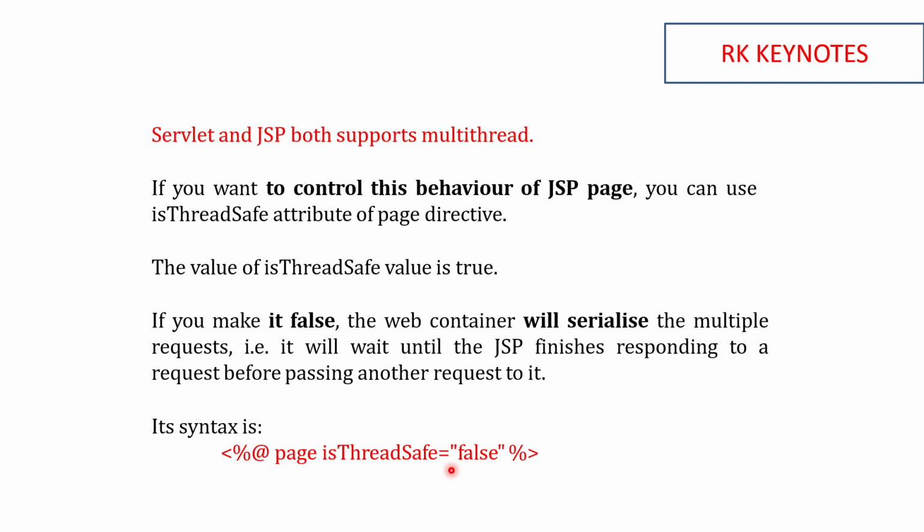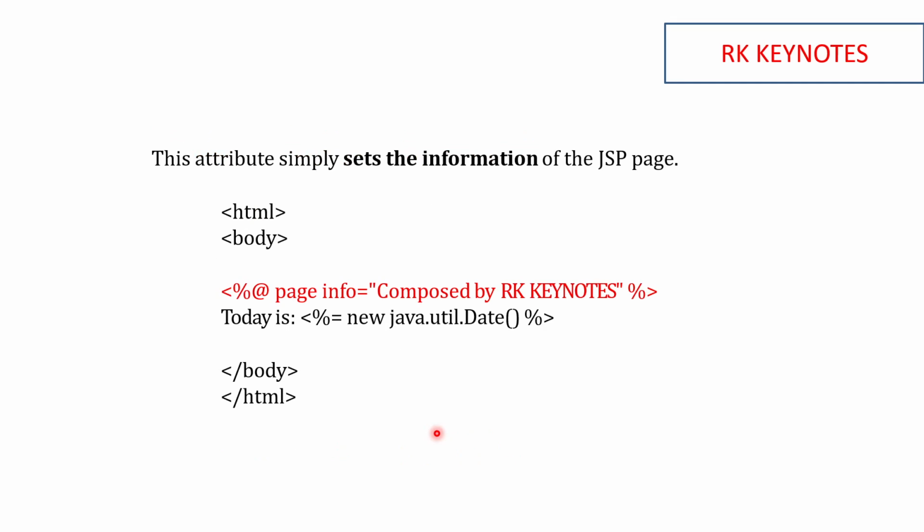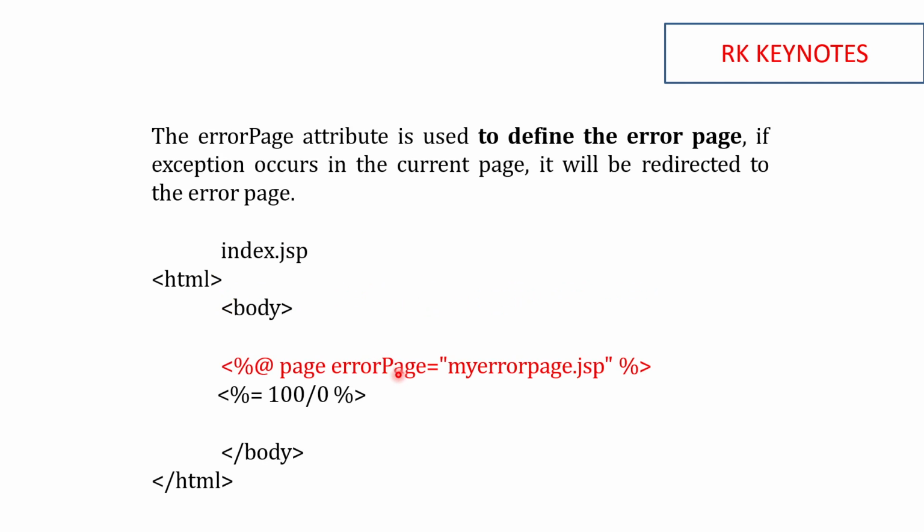And we can use isThreadSafe directive even, and then info. If you want to display a particular info, then we can use info, and then errorPage. And then if there is any error, for example, you see this 100 divided by 0, I'm putting this one in the expression tag. What happens? Of course there is an exception.